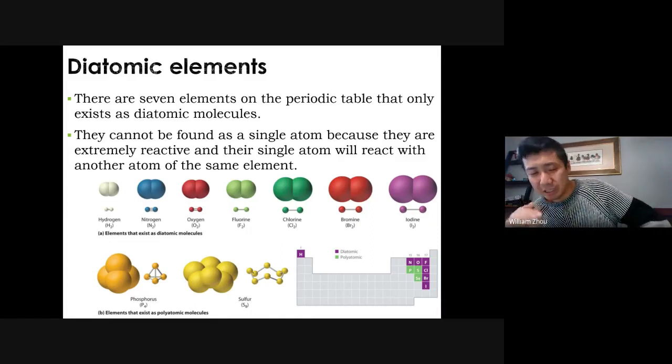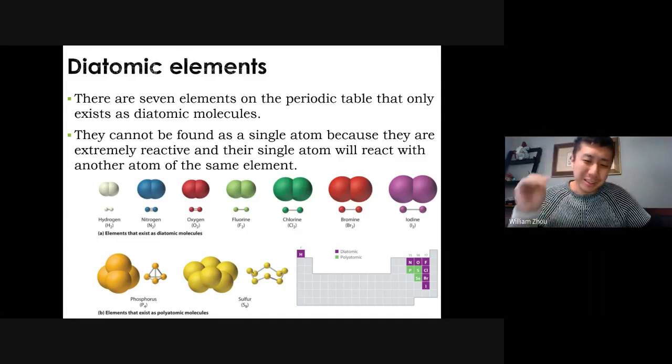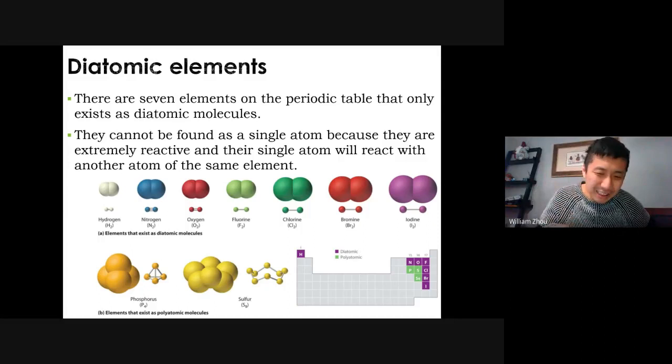You need to have these memorized. These 7 of them are the diatomic ones: H2, N2, O2, F2, Cl2, Br2, and I2. They always come in 2s. Never write them as 1s unless it is an ion, which these are not. Okay, don't worry about the phosphorus and the sulfur in yellow. Don't worry about those. We only care about the special 7.